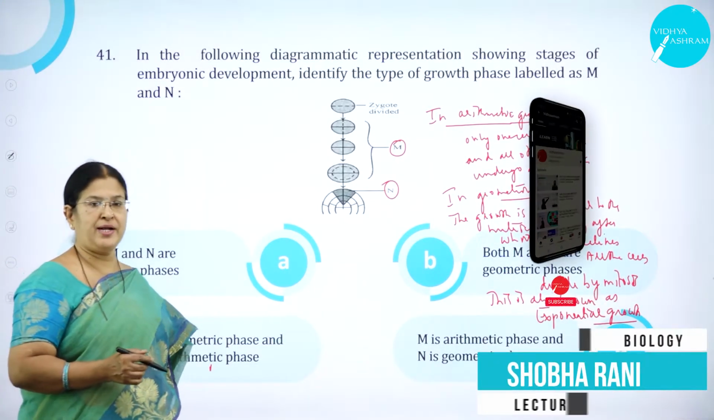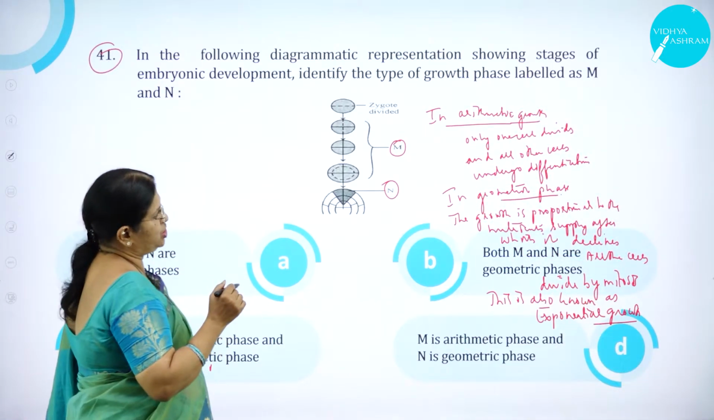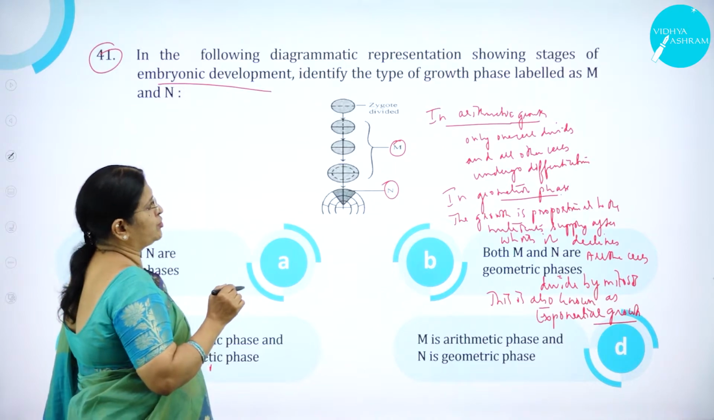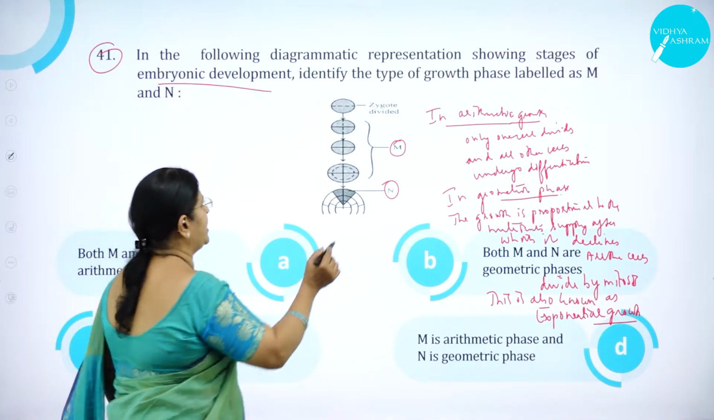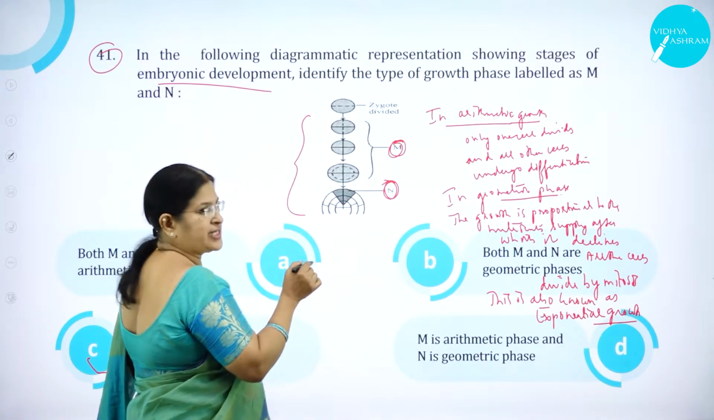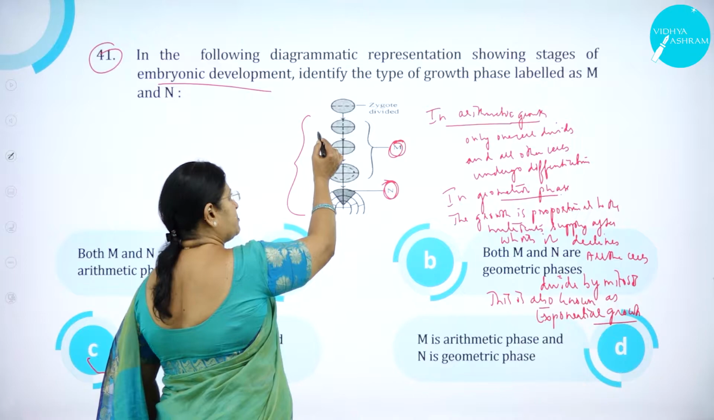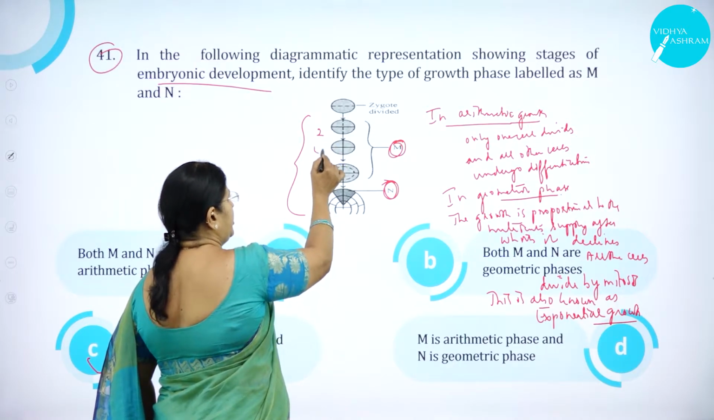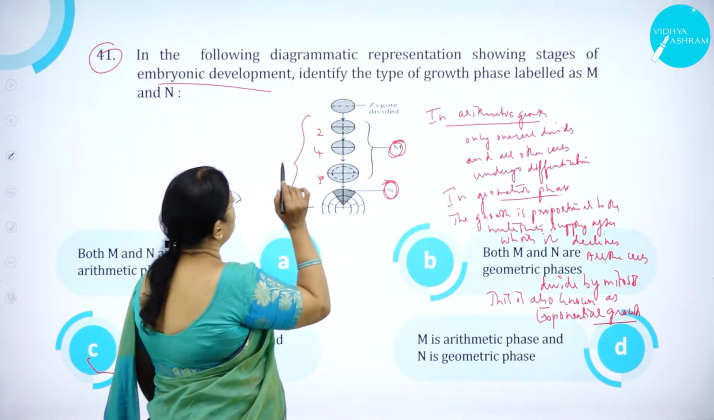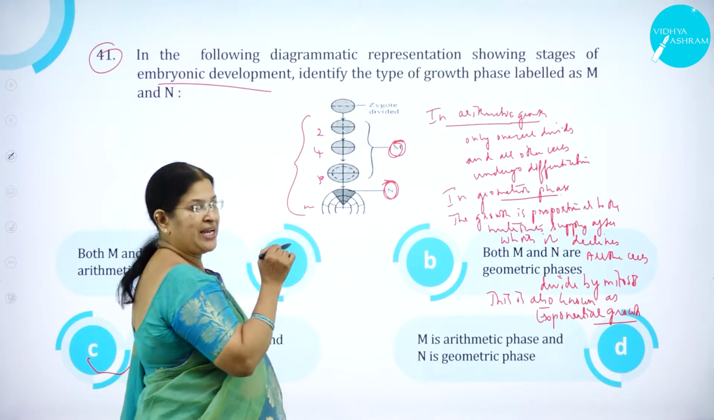Moving on to the next part, that is 41st question. In the following diagrammatic representation showing stages of embryonic development, identify the type of growth phase labeled as M and N. So what is M and what is N? If you just look at the diagram, here you can see the zygote is a single cell which will undergo division, first mitotic division, that is into 2, 2 into 4, 4 into 8, so like that. So 8 into more cells. So identify the type of growth phase as M and N, labeled as M and N.